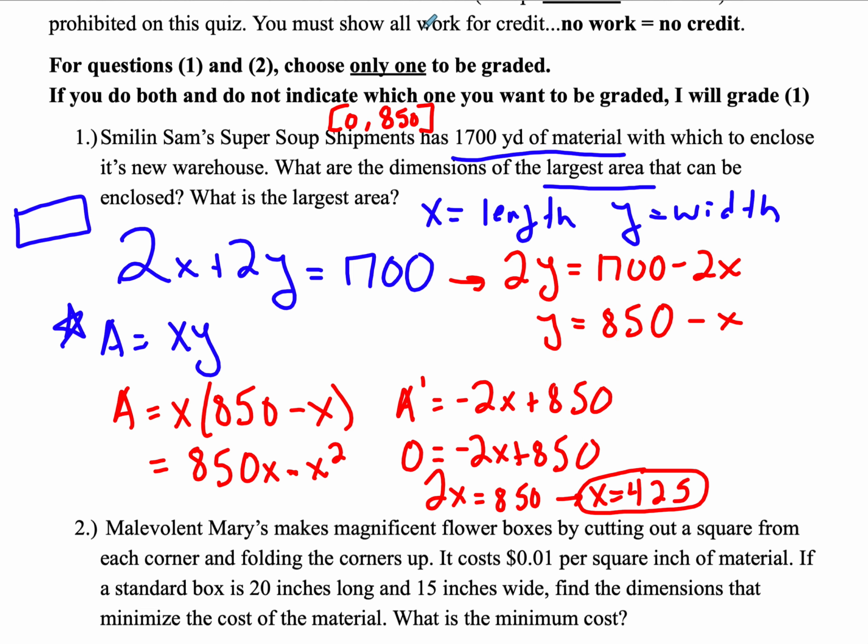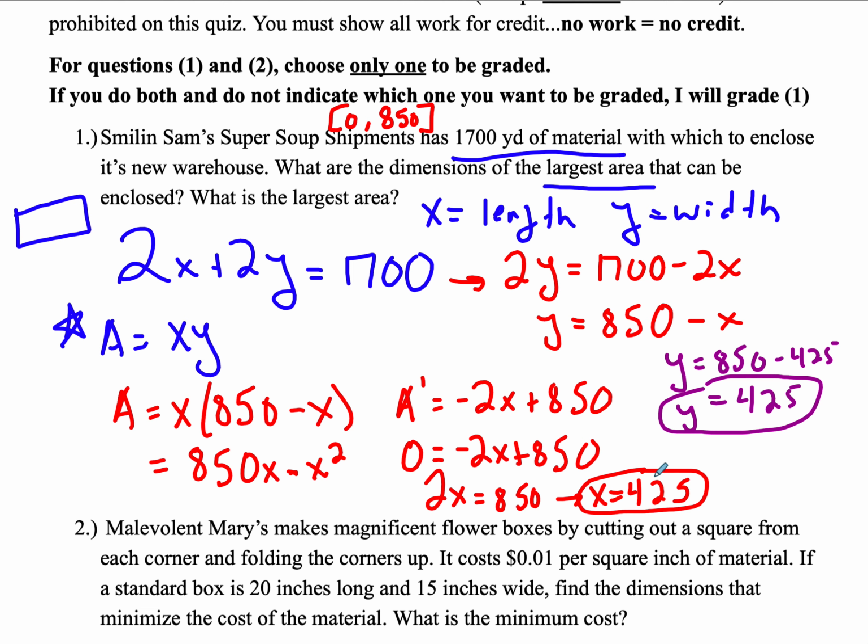And now what I do is I come back in and I plug in here. So that's the length. The width is equal to 850 minus 425, which is 425. Okay. So the maximum dimensions are that the length is 425 and the width is 425.